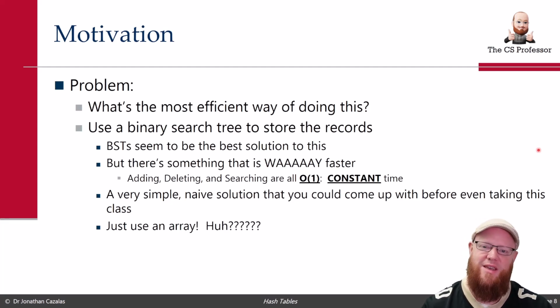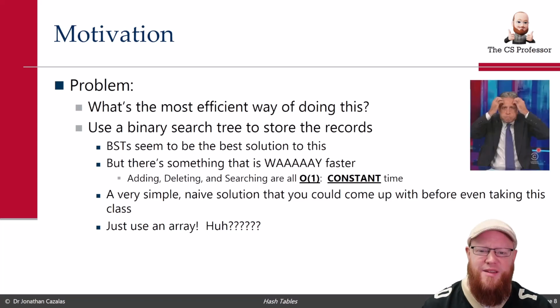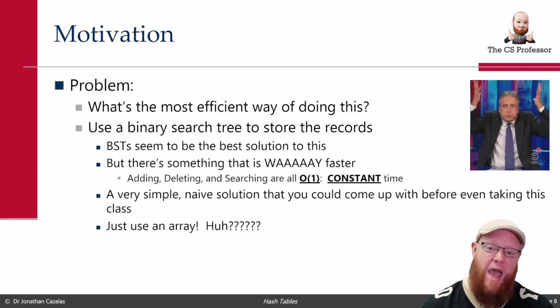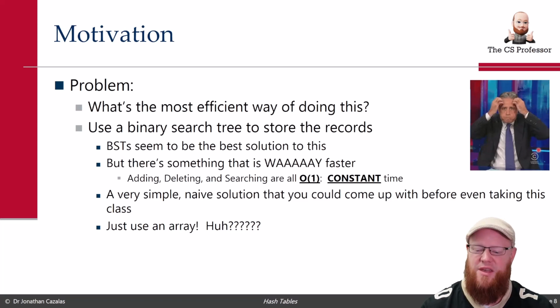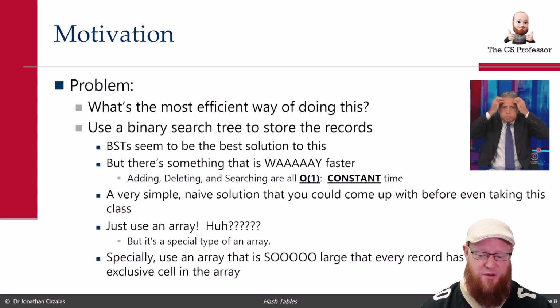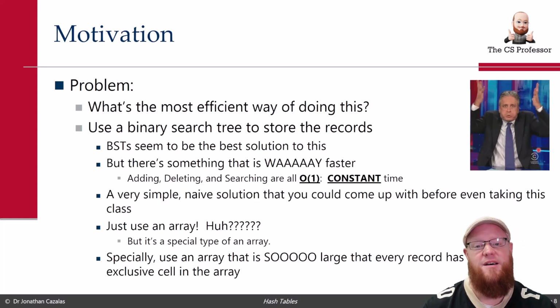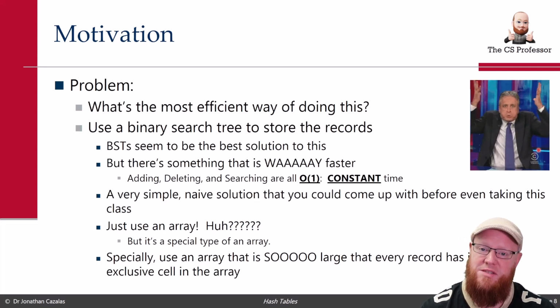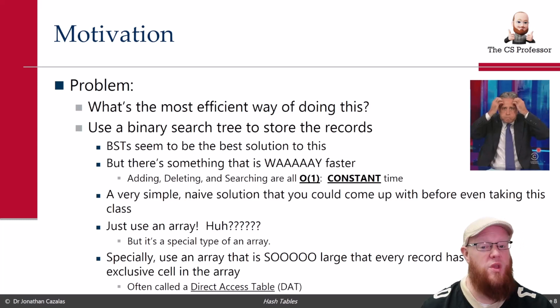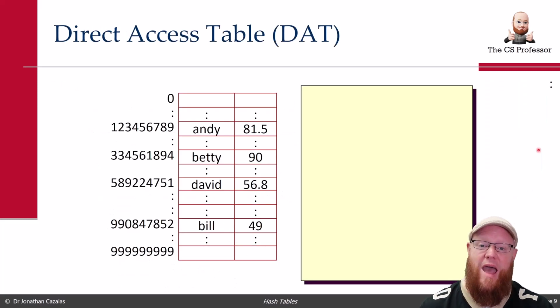Just use an array. You're like, wait, what? Didn't you just tell me that using an array is going to be O of n when I want to possibly insert or delete? How can using an array give us O of 1 for adding, for insertion, for deletion, and for searching? It's a special type of array. Specifically, it's an array that is so large that every record will have its own unique spot in the array. And we call this array a direct access table.